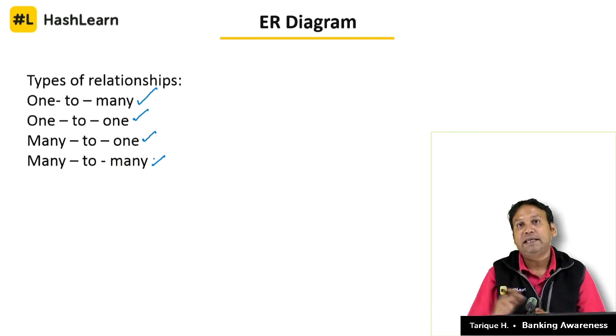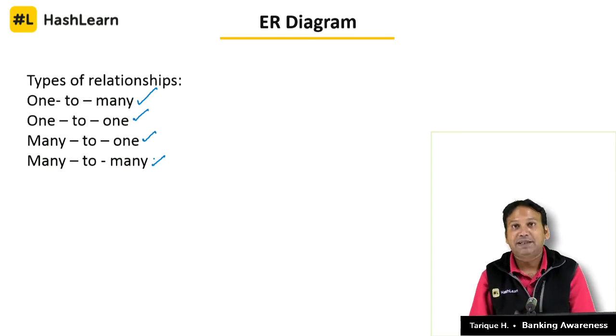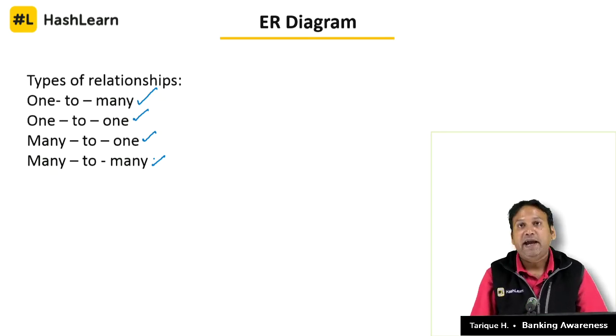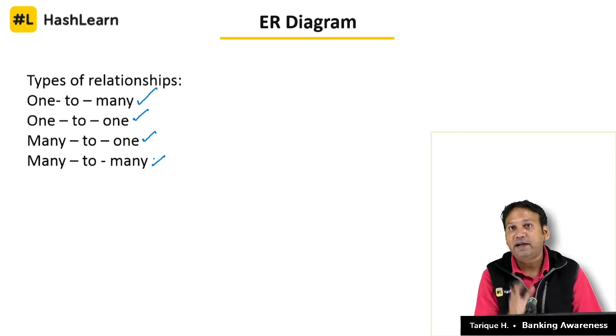Many students can take the same subject. Clear? One subject can be taken by many students, that's many to one, and we can also have a many to many relationship. This is not that important. ER diagram is very important for your examination.